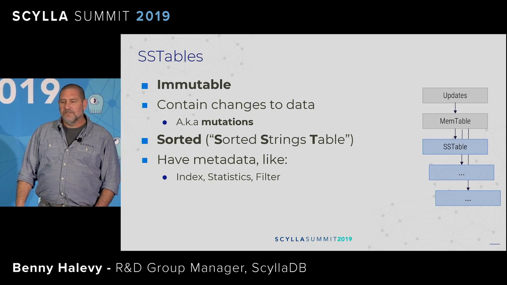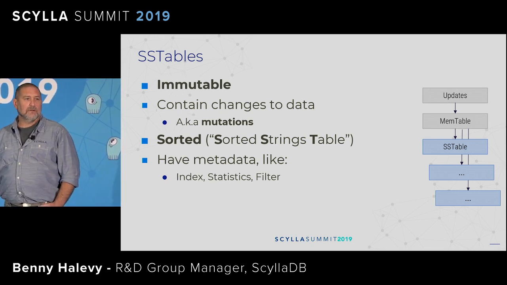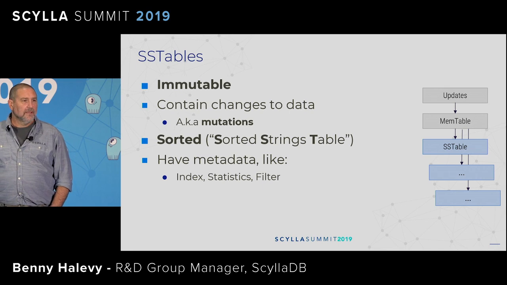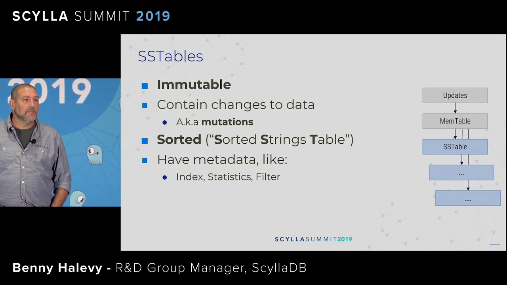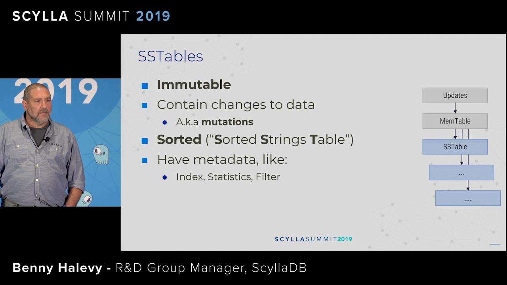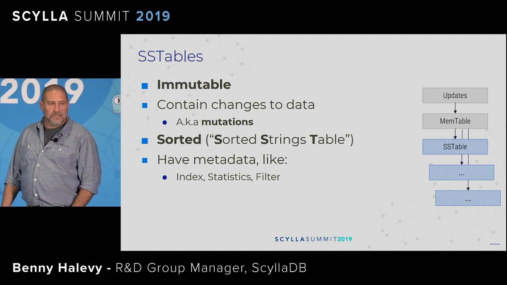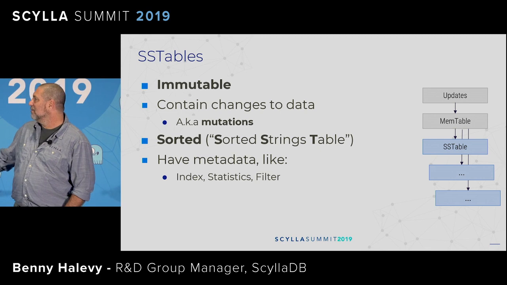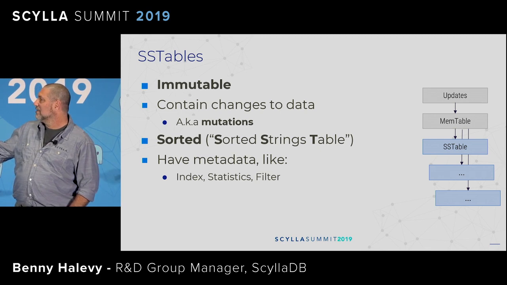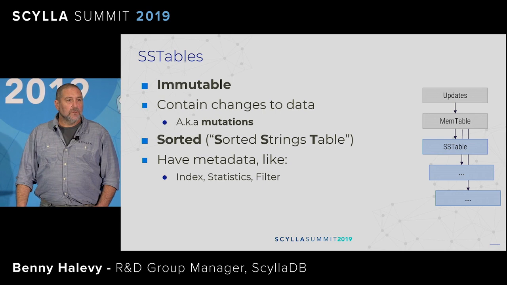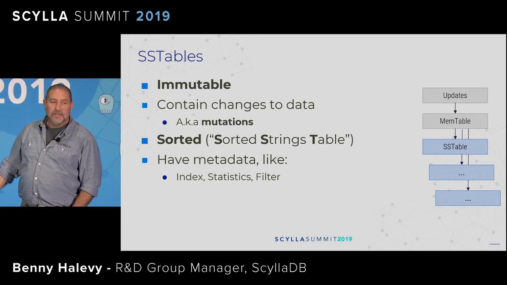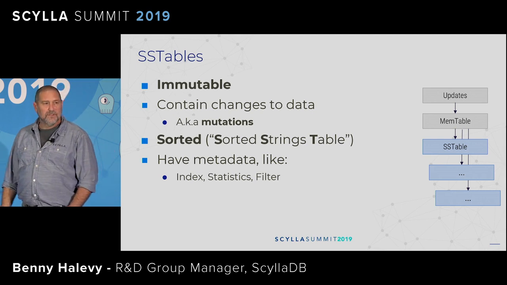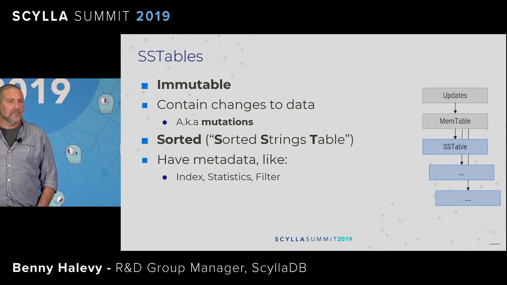The SSTables themselves are immutable, meaning they are written once, and they are never rewritten. They contain the changes to the data that we also call the mutations. Another aspect of SSTables is that they are sorted, and this is where they got their name from, Sorted Strings Tables. And in addition to the actual data, they also have metadata like index, statistics, and filter data that allows us to query the data efficiently.